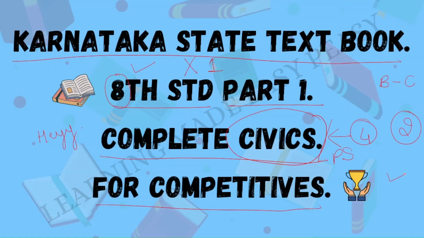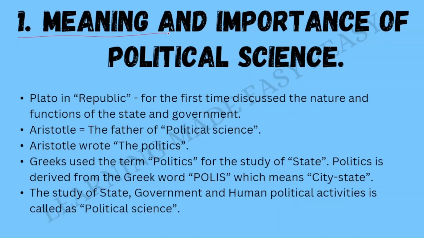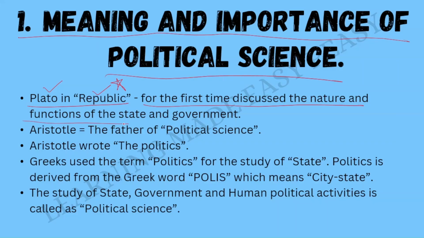So let us begin. The first lesson in this textbook is meaning and importance of political science. Plato in Republic. Republic is an important work that is written by Plato. So please remember this. Plato in Republic for the first time discussed the nature and the functions of the state and government. This is important. Who discussed the nature and the functions of the state and government for the first time? It was Plato. And where he did it? He did it in his own work, that is Republic.